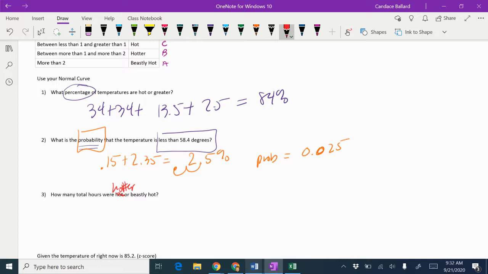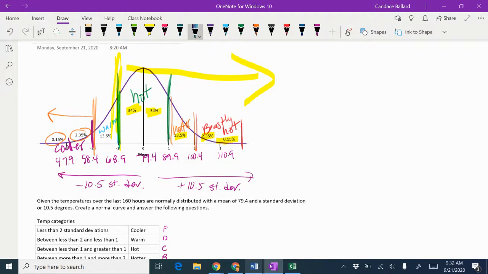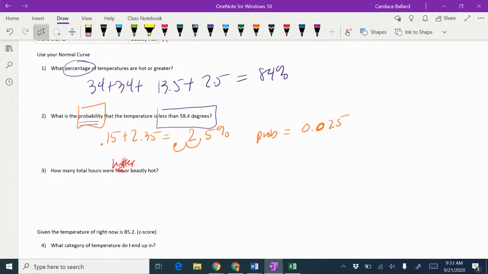Okay, so I'm going to go back to my normal curve. I'm going to find everything that says hotter, so 13.5%, and then beastly hot covered both of those percentages, and I'm going to add the percentages up. So I would get 13.5 plus... I didn't do the number right. 13.5 plus 2.35 plus 0.15. I believe that comes out to be 16. Am I right? Catch my mistake. That's 16%.